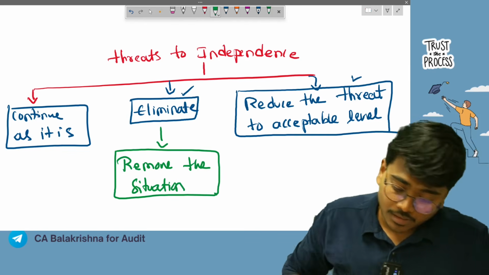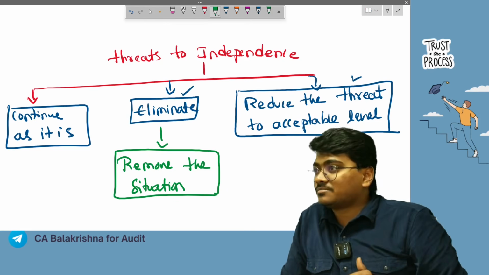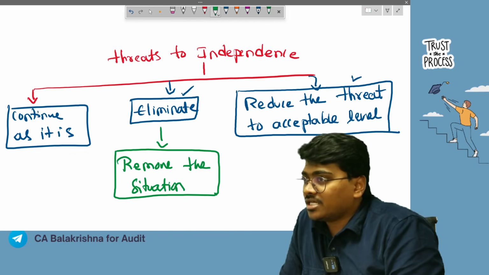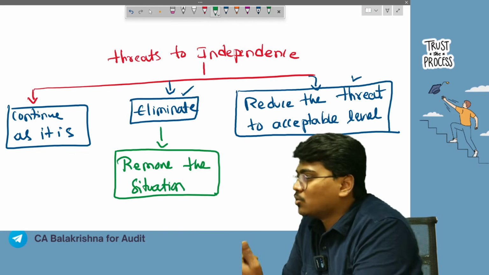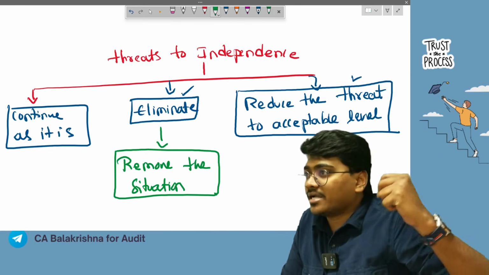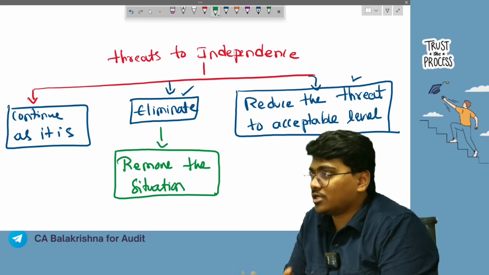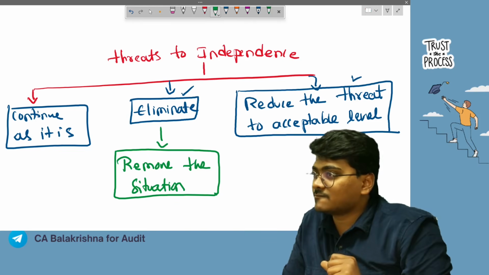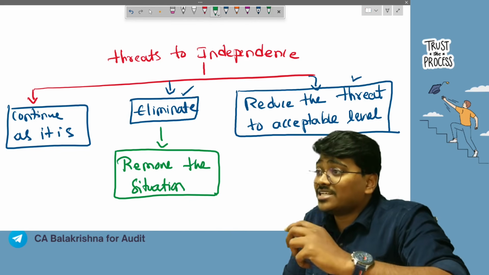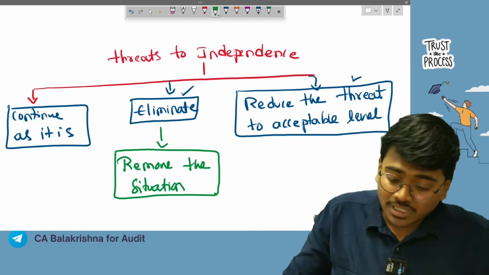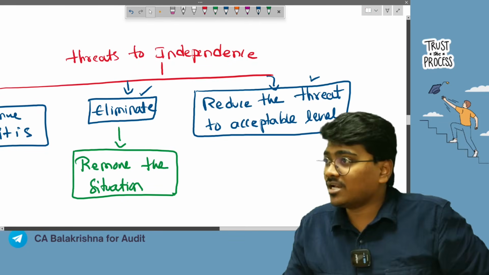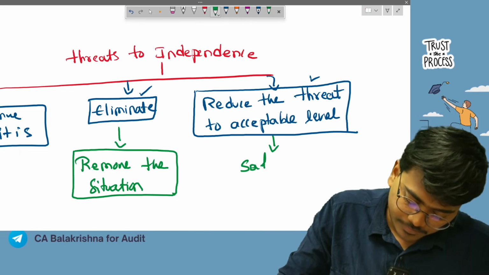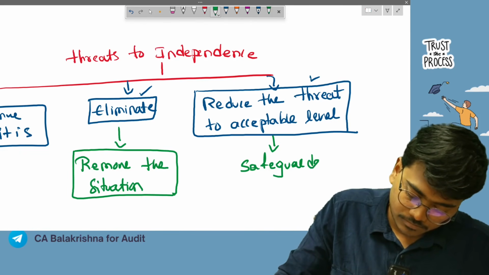Now, to reduce the threat, let's say there is no possibility to eliminate it, like there is no buyer in the market to buy the shares that you are selling. See, if you want to sell the shares, there should be a buyer. There is no buyer ready to buy the shares, then that is known as a safeguard. You will reduce the threat to an acceptable level by implementing safeguards. Got it?